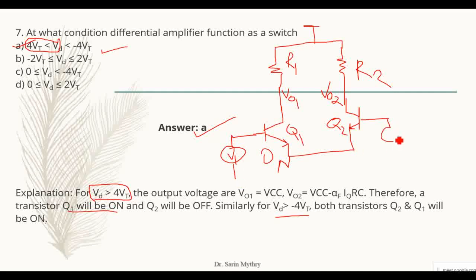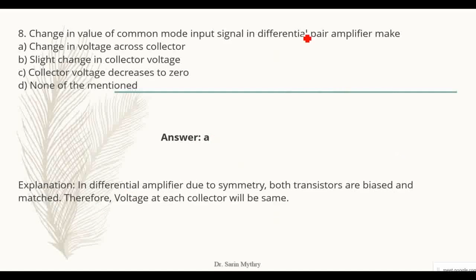This is V1 and V2, which are different in many ways. So this is V1 and V2. So it's a common mode signal. Okay, change in values of a common mode signal here for a differential pair amplifier makes... what does it do? It will always see the options. Change in voltage across the collector, slight change in voltage across the collector, voltage decreases to 0, none of them mentioned.